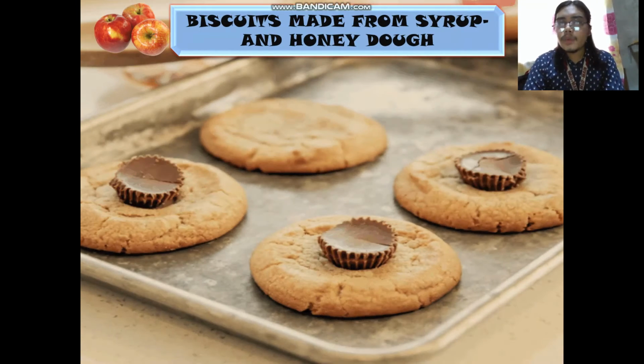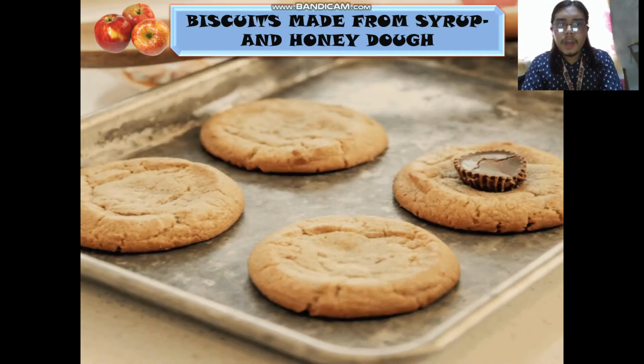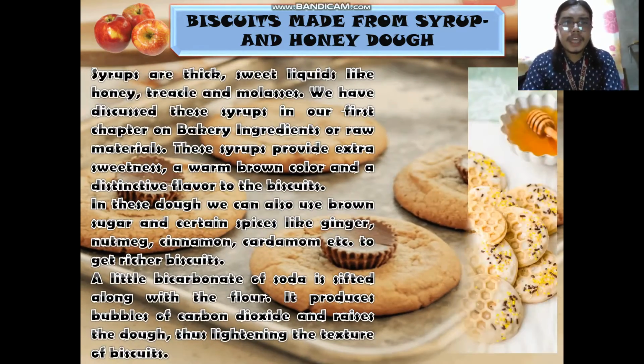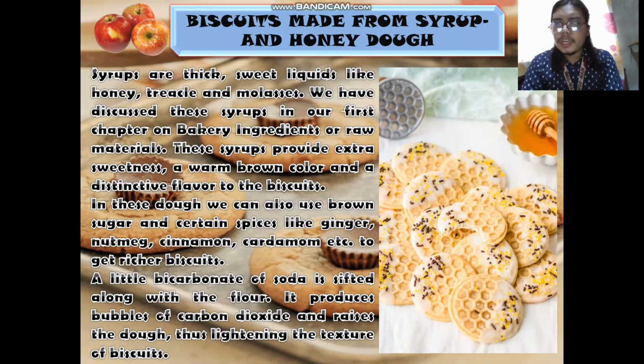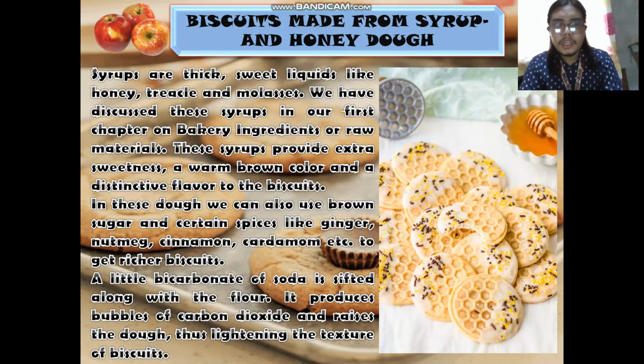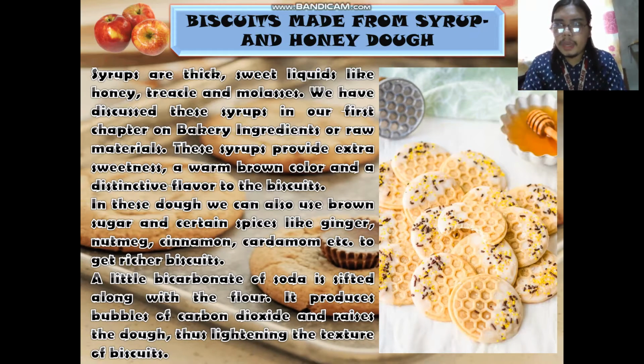And next we have biscuits made from syrup and honey dough. So I think this is the last one. In this case, syrups are thick. Did you guys see a syrup already? So syrup is just like a liquid mixture, and it tastes very, very sweet.